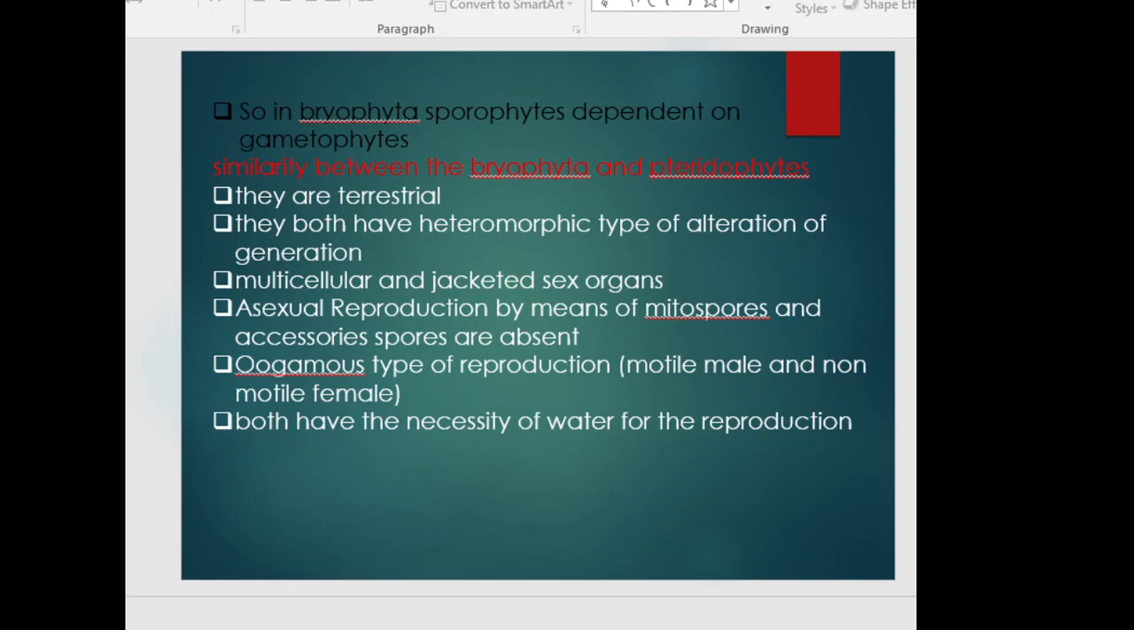So let us see the similarities between the bryophyta and pteridophyta. Both are terrestrial. Both have the heteromorphic type of alternation of generation. Both have multicellular and jacketed sex organs. Asexual reproduction is by means of mitospores. Accessory spores are absent. Reproduction is oogamous type, where the male is motile and the female is non-motile. Both have the necessity of water for reproduction.